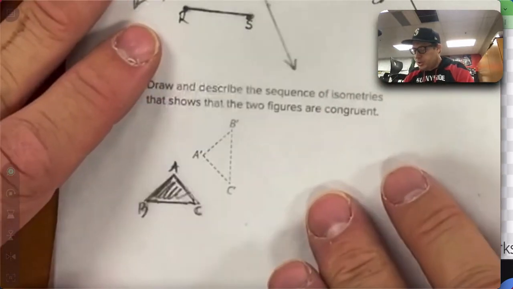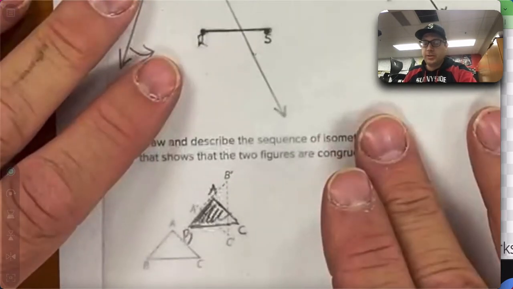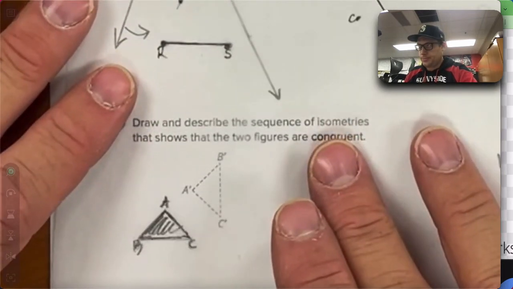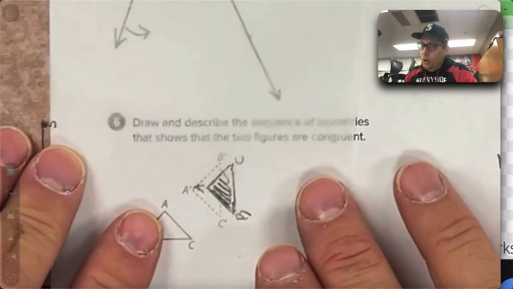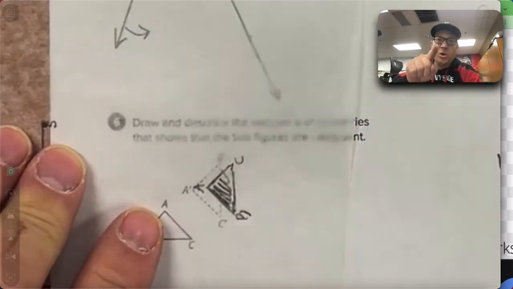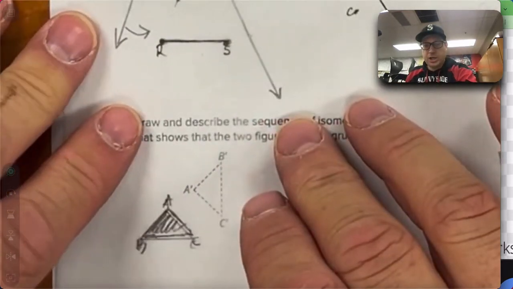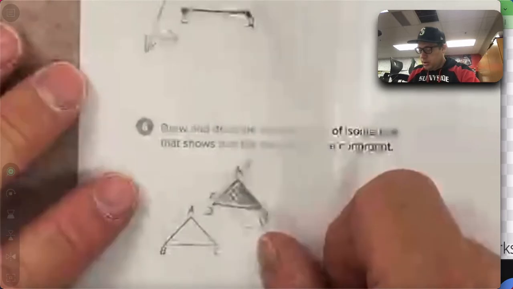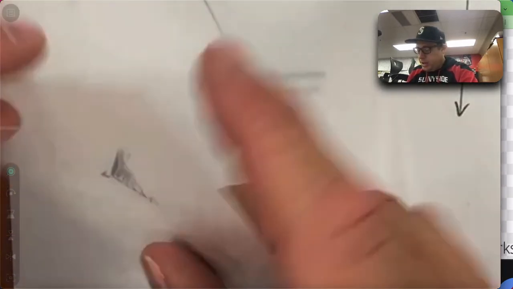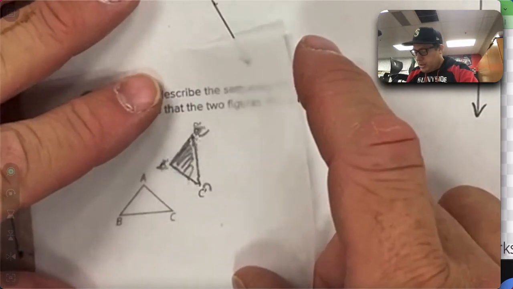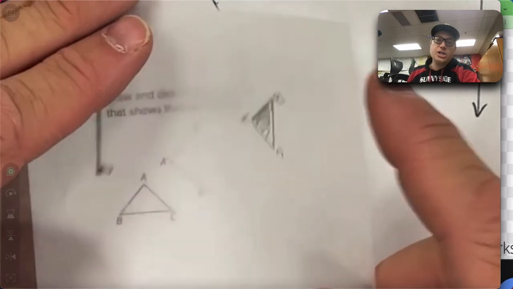Could I do, let's see, translation, slide. Doesn't work. Rotation, turn it. It looks like it works, but the fact that the letters don't line up will cost you points because it's not a rotation. A reflection, let's flip it. Let's flip it on a different angle than horizontally. Let's flip it like this. That might do it. It might be just one reflection, but now I got to let you in on a little secret.